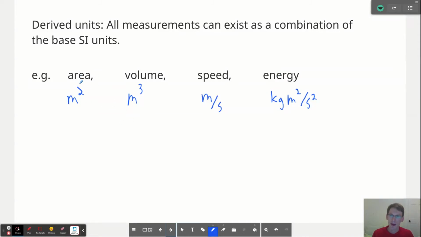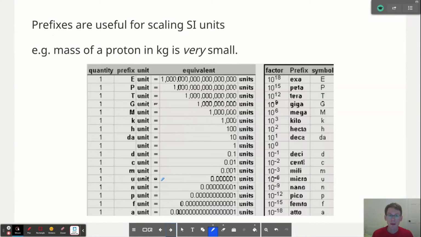But let's go back to area. I'm sure in math classes you've seen area expressed as centimeters squared. What's up with that when meters squared would be the SI unit? Well, we have these prefixes that can be useful for scaling SI units. If you have something with an area of 5 centimeters squared and you were to convert that to meters squared, the number would be a little bit less comfortable to work with, perhaps. So instead, we're going to use centimeters squared.